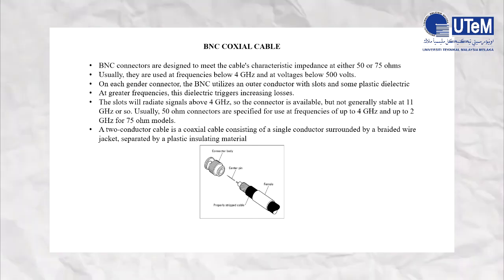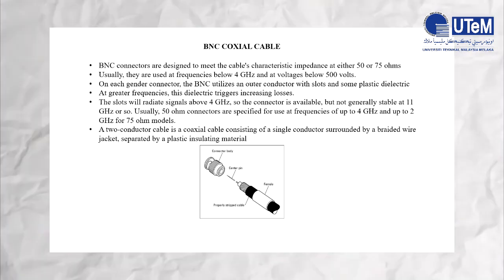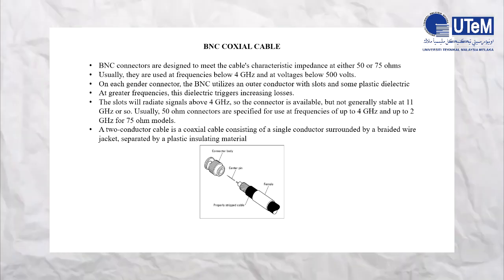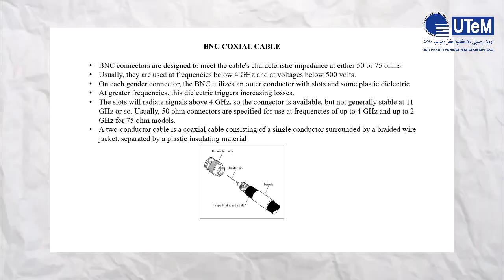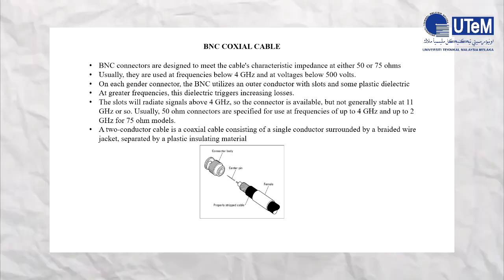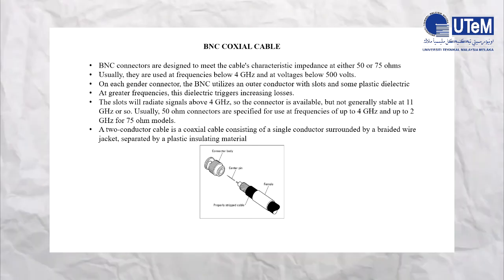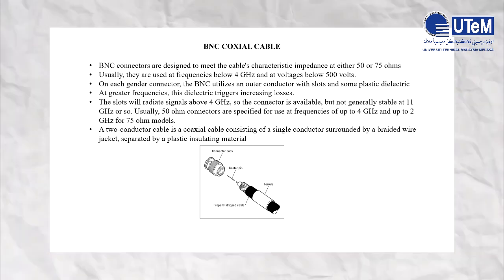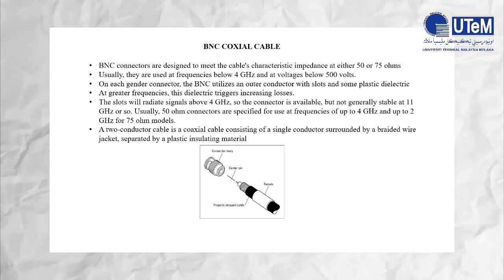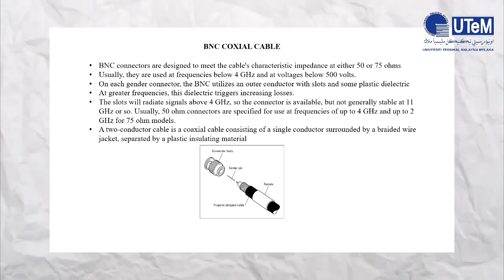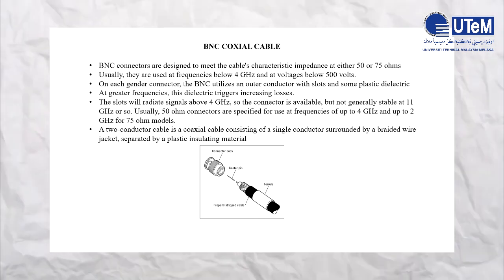At high frequency, this dielectric triggers increasing losses. Next, the slot will radiate signal above 4 GHz, so the connector is available but not generally stable at 11 GHz or so on. Usually 50 ohm connectors are specified for use at frequencies up to 4 GHz and up to 2 GHz for the 75 ohm model.